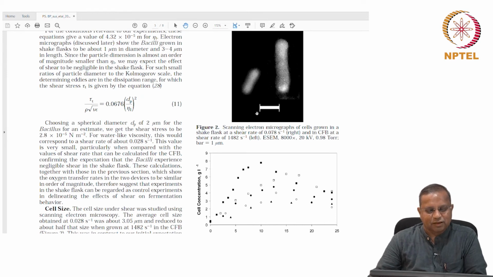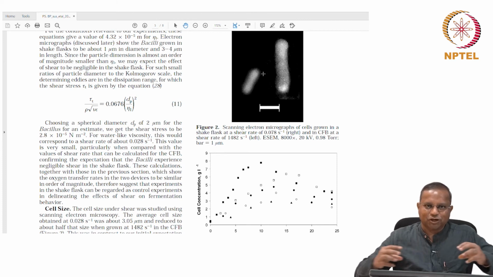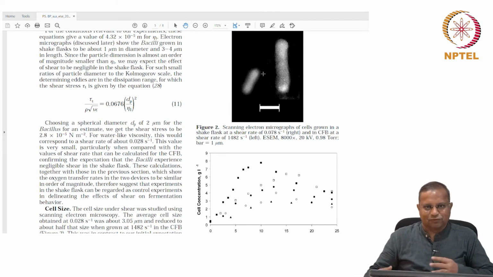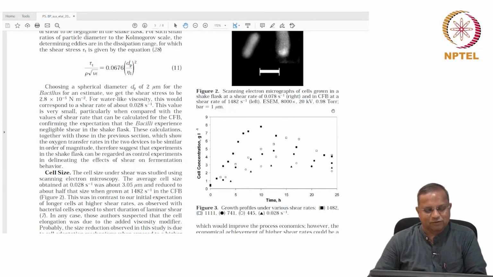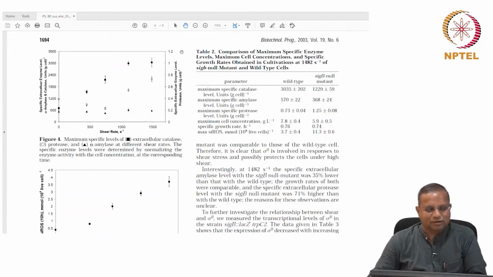This is the SEM, the scanning electron micrograph of the cells that are grown in the shake flask. The cells that are grown in the shake flask with minimal shear are nice and long, right, you see here, whereas those grown in the CFB at 1500 rpm or 1482 second inverse shear rate are much smaller. Okay. When you employ shear, you expect the cell to elongate and so on and so forth. Okay. Here what we find is completely opposite, completely counterproductive. This is a very interesting result for us. Okay. And there were other interesting results.